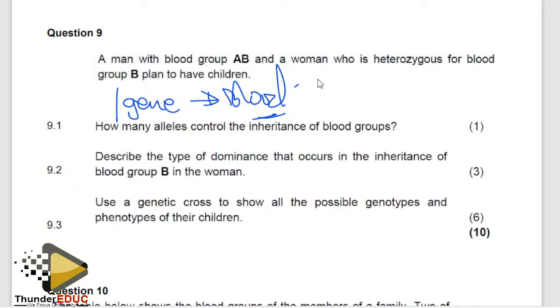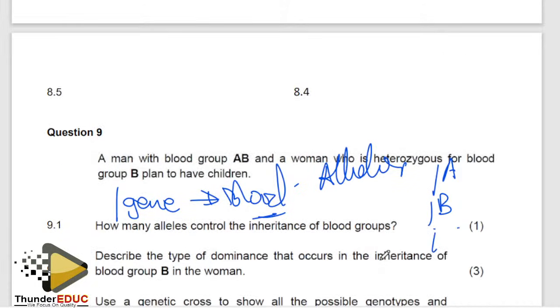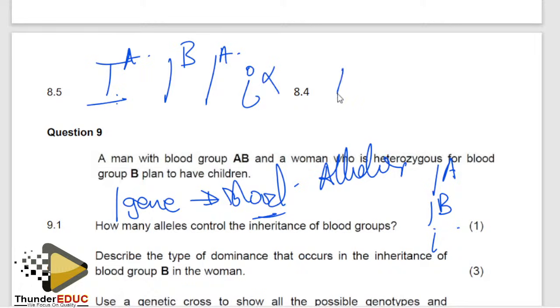But how many alleles? There are 3 alleles: allele for A, allele for B, and allele for O. Guys, please don't make a mistake and write allele for A like this. This is not A, this is a Roman numeral, which means 1. Allele for B is supposed to be written like this. Don't write them plain, make them italics. Don't write allele for O like that, we will cross it. I is supposed to be like that. So allele for A, allele for B, and allele for O. There are 3 alleles.